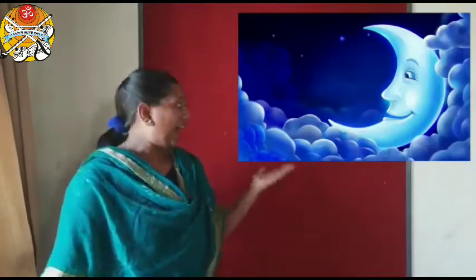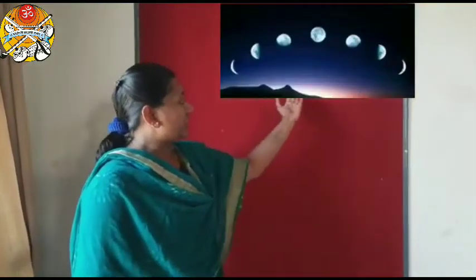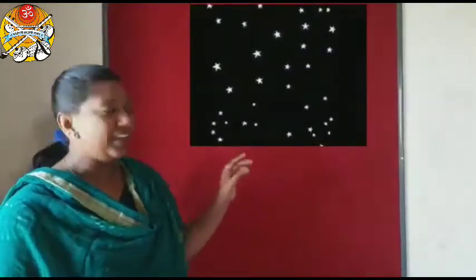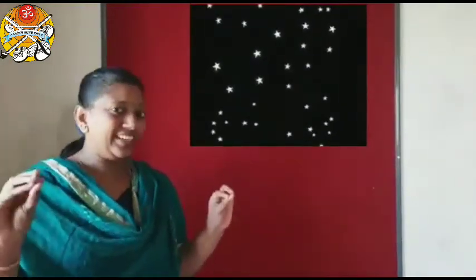We see the moon at night and the moon keeps changing its shape every time. Look children, there are so many stars in the sky, but we cannot count them. They look very beautiful and twinkle at night.